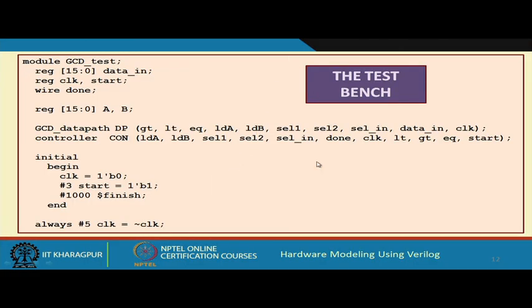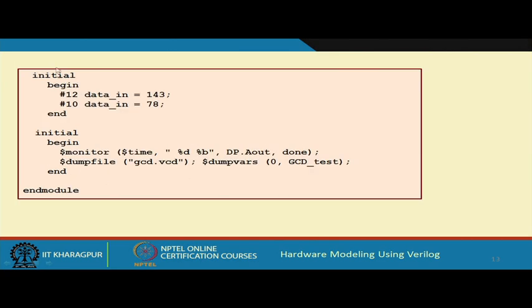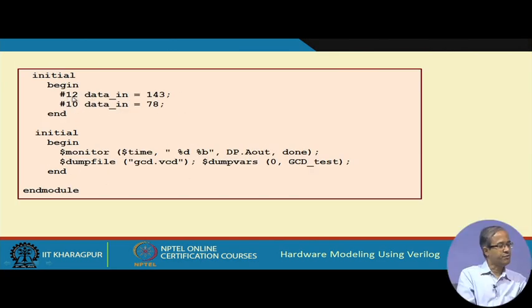Fine. So, to test it out, we wrote a very simple test bench. Again we instantiated the two modules, GCD data path and the controller. This is the clock generation. Initially clock was 0, and at time 3 we activated start, and simulation continued till some time 1000, and every 5 the clock was toggling. So, the clock period was 10, and these are the two input data we are applying, 12 and a little later after 1 clock, 143 and 78. Well, if you just do it manually, the result is supposed to be 13, and we are monitoring the time as well as the A out.